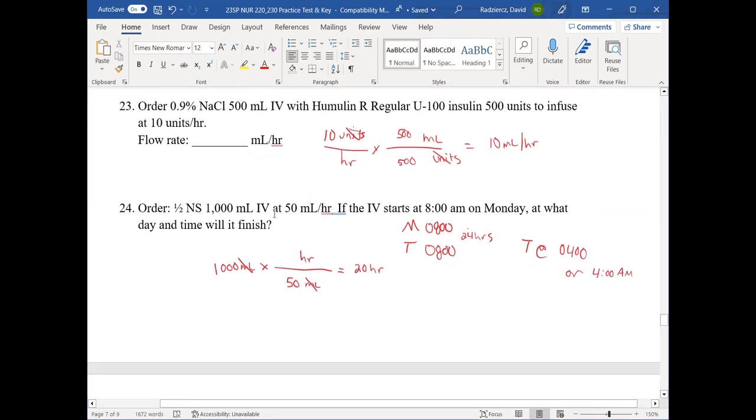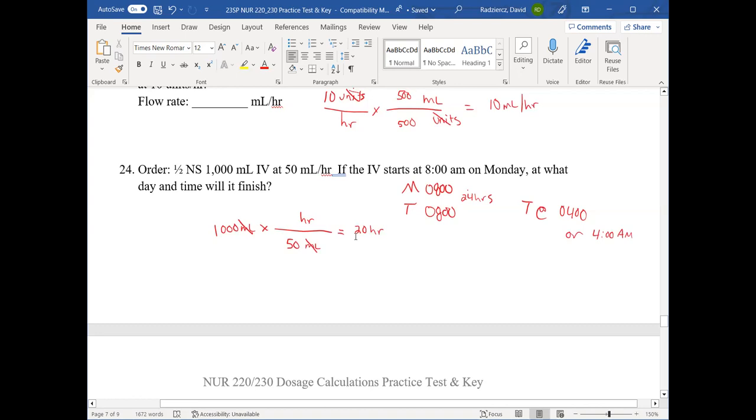For 24, I already had this worked out. Did you get to the 20 hours? Yeah. Okay. You're 220, 230, right? Yes. Okay, I just want to make sure I'm looking at the right pack. Yeah, so you got to 20 hours, and then this is the trick. It says if it starts Monday at 8 a.m. So what I did is I converted that to 0800 because you might see that as military time. If it were 24 hours, it would be Tuesday at 8 a.m. But we only went 20 hours, so all I did was subtract 4 from the 8 a.m. and that will give me 4 a.m. on Tuesday. Does that make sense?